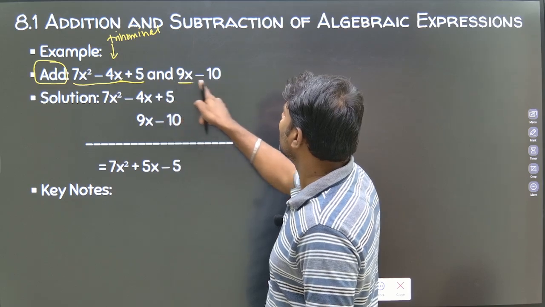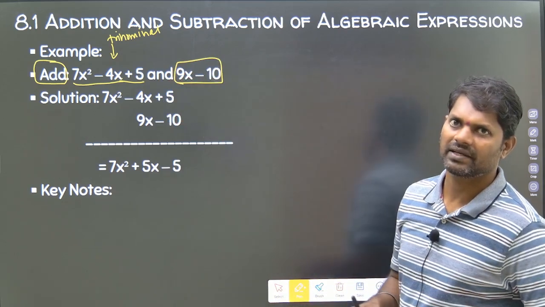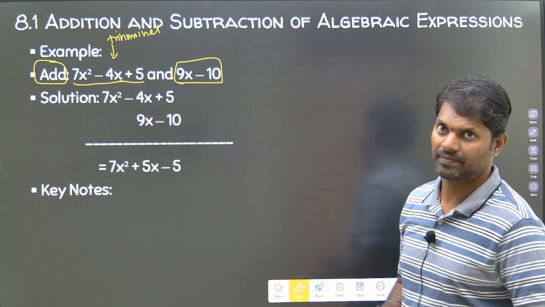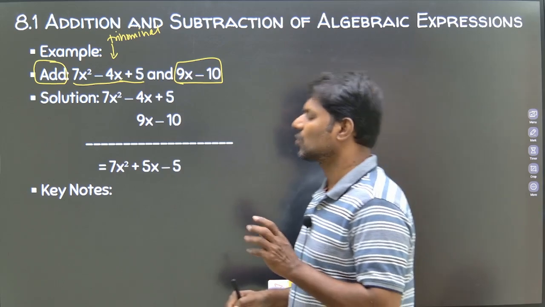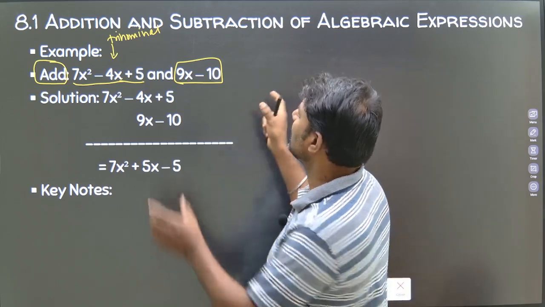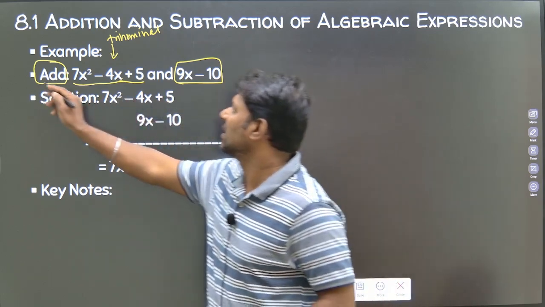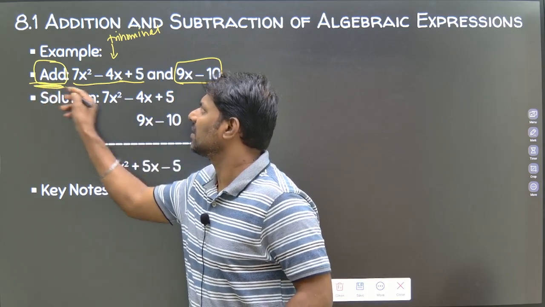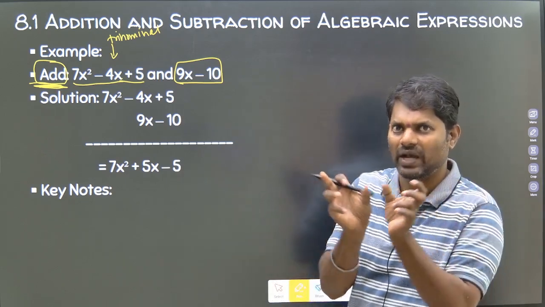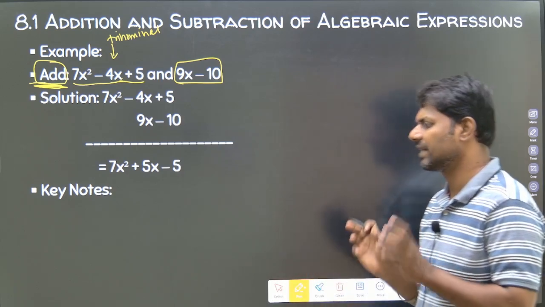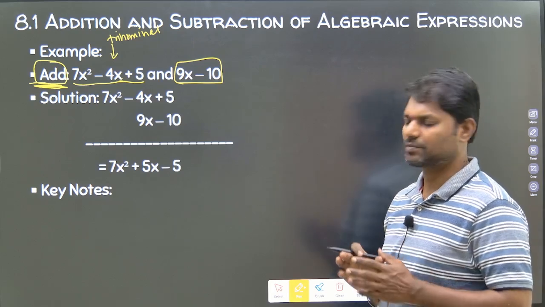And 9x minus 10. So this is another algebraic expression which contains 2 terms, 9x and minus 10. Okay. 2 terms are there. So these 2 algebraic expressions we have to add. The question is add these 2 algebraic expressions. We have to perform addition of 2 algebraic expressions. Now how to perform addition of algebraic expressions? Let us see.